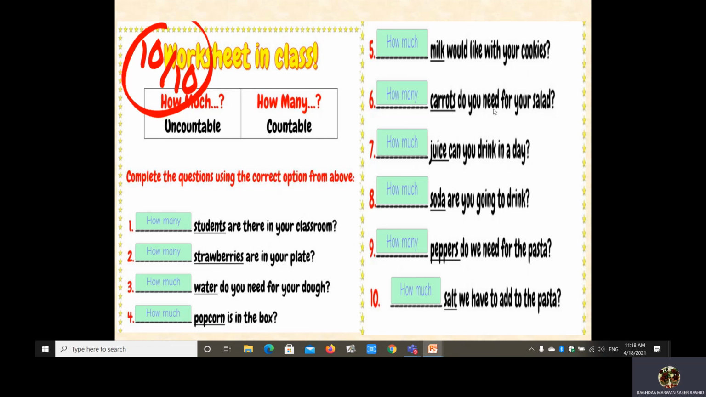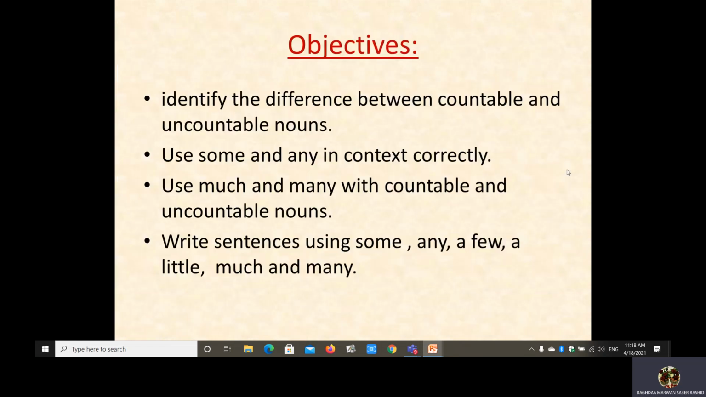How many carrots do you need for your salad? How much juice can you drink in a day? How much soda are you going to drink? How many peppers do we need for the pasta? How much salt do we have to add to the pasta? So we use how much with uncountable nouns like salt, and we use how many with countable nouns like peppers. So this is only to practice more, to understand more.